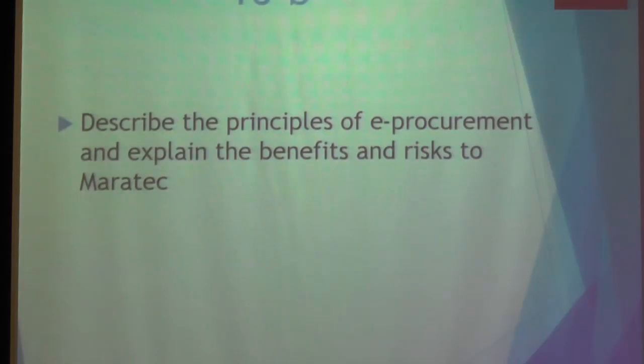Let's quickly go through this part B as well so that we could finish off this question. Please read part B. It says, describe the principles of e-procurement and explain the benefits and risks to Maratech. How many marks? 10 marks. What is your answer structure?